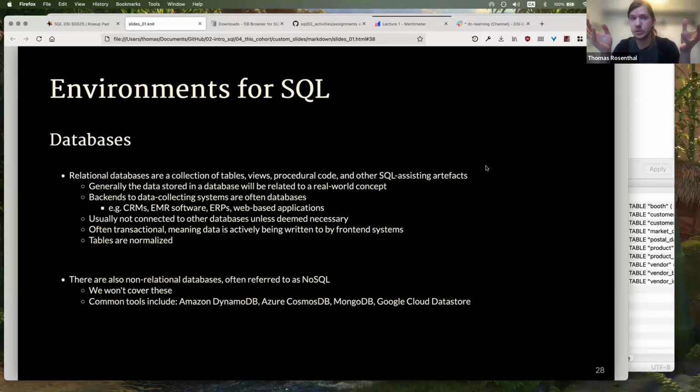There are also non-relational databases, often referred to as NoSQL. We're not going to cover those, but some common tools for these are Amazon DynamoDB, Azure Cosmos DB, MongoDB, and Google Cloud Datastore. So if you're familiar with any of those, those are NoSQL, and they use key-value pair relationships instead of having key relationships to define things.